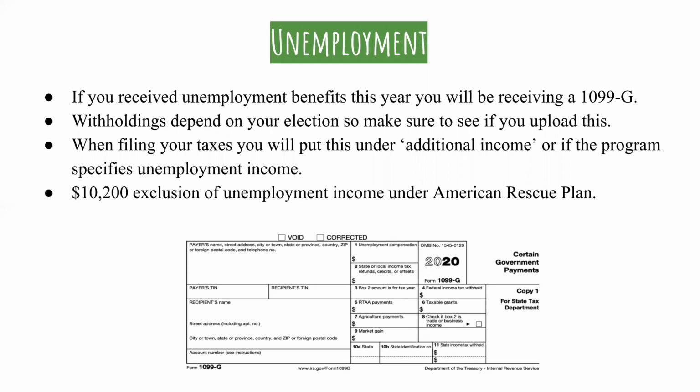Withholdings: if you see that you didn't have any income tax withheld at the federal or state level, that's likely because you didn't elect for that. Otherwise, it might have just defaulted and taken out taxes, and you can use that towards possibly getting a refund.